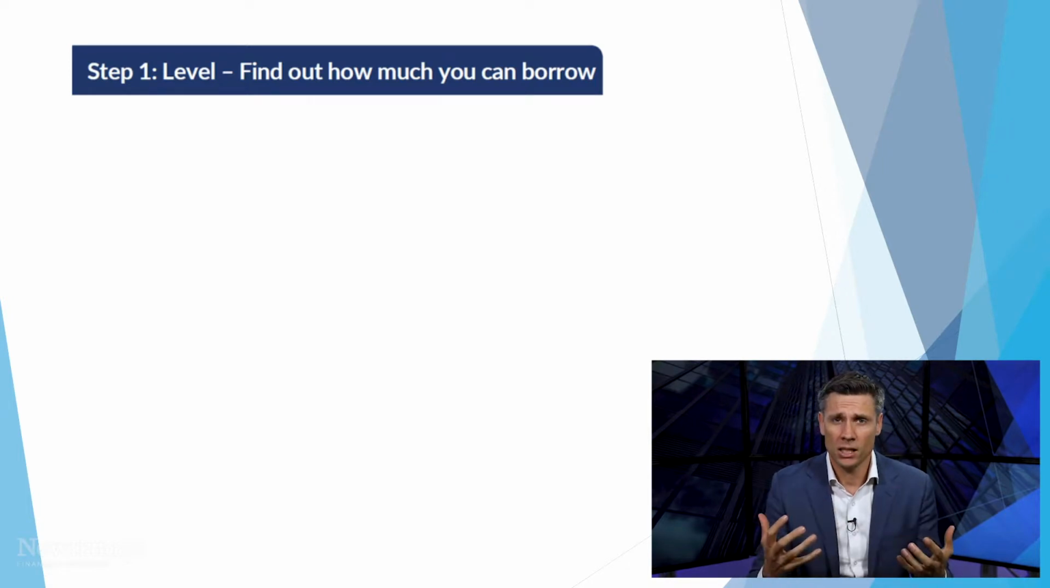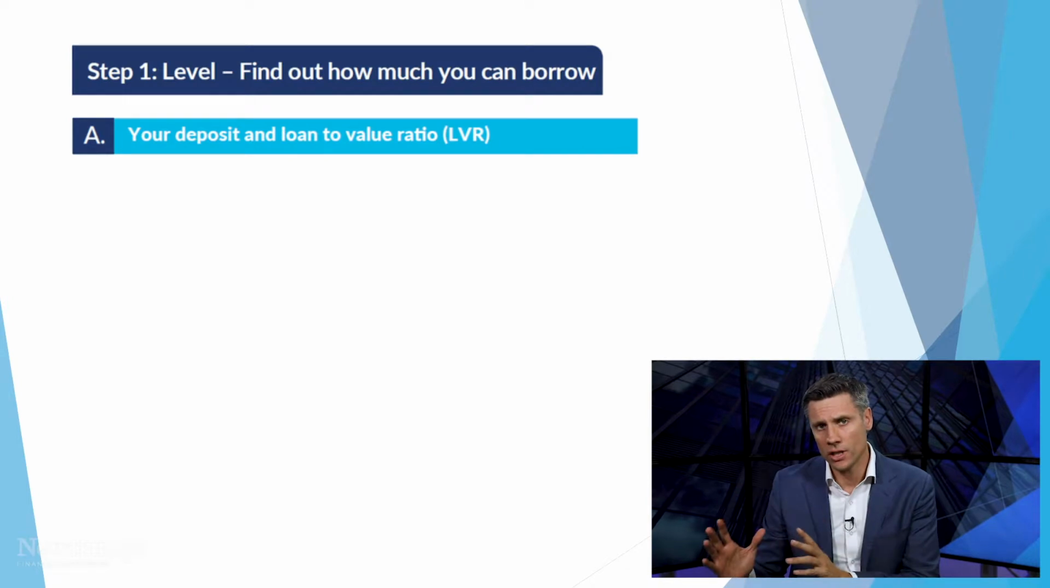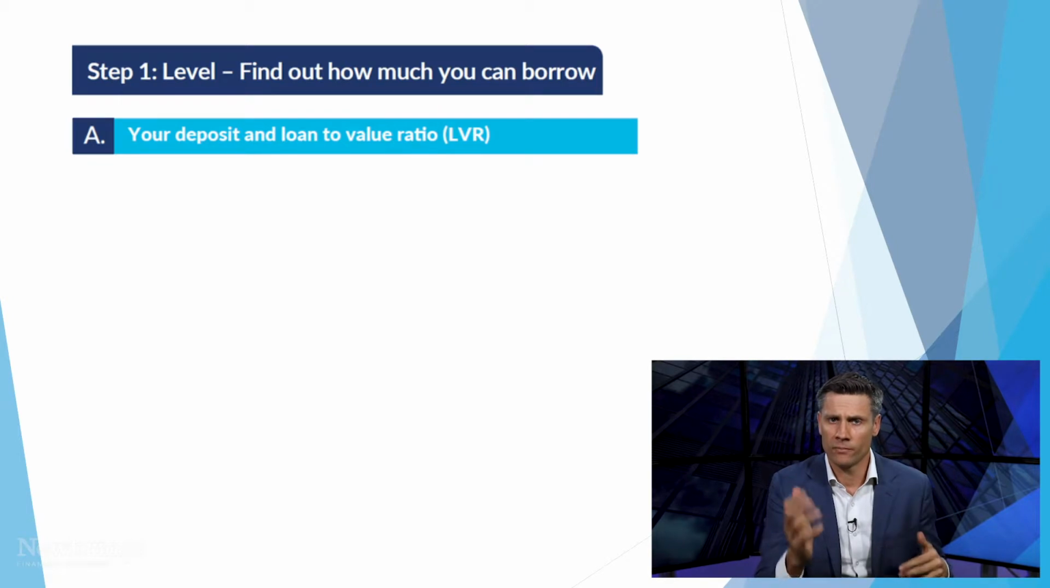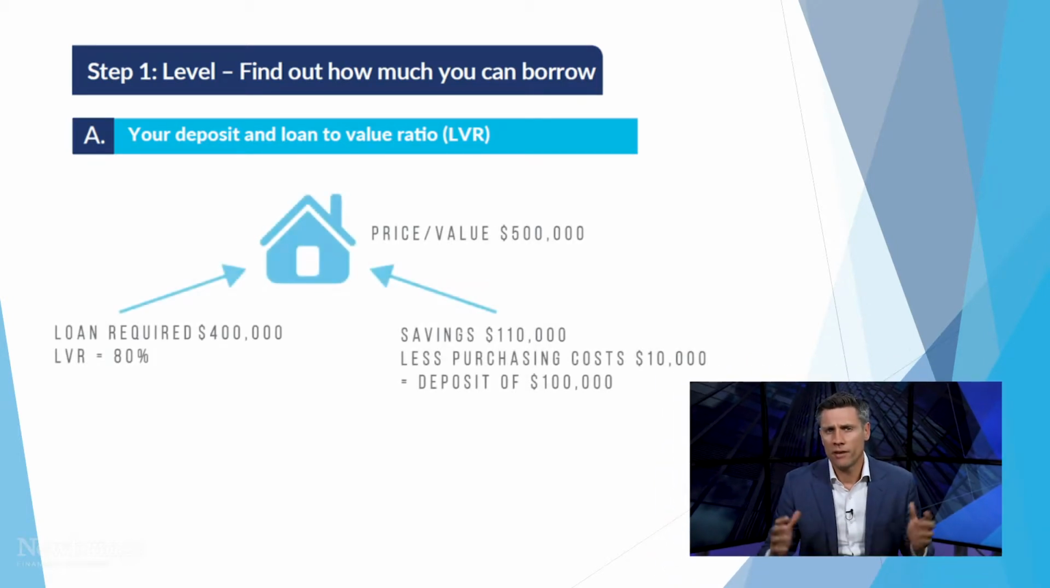Within your borrowing power, the bank will look at your deposit as the first point. What they want to understand is the deposit that you're contributing to the property versus what they're lending against the property's value. Let's have a look at this example. The property value is $500,000, and this couple has $110,000 in savings. They put $10,000 aside for stamp duty and costs associated with purchasing, and they're contributing $100,000 as a deposit into the property. The bank, on the other hand, is lending $400,000 against a property worth $500,000, which means that they're lending 80% of the value.